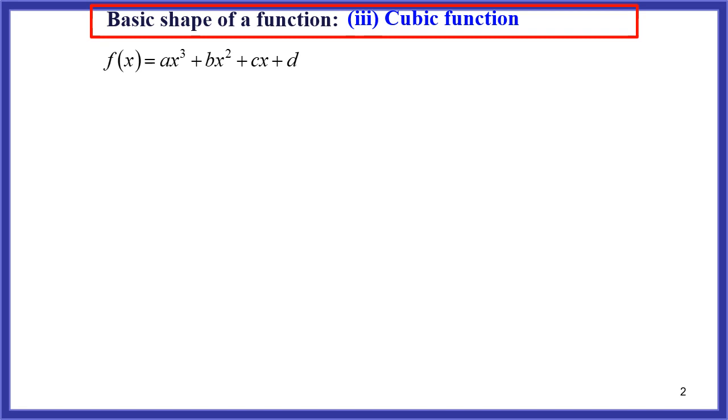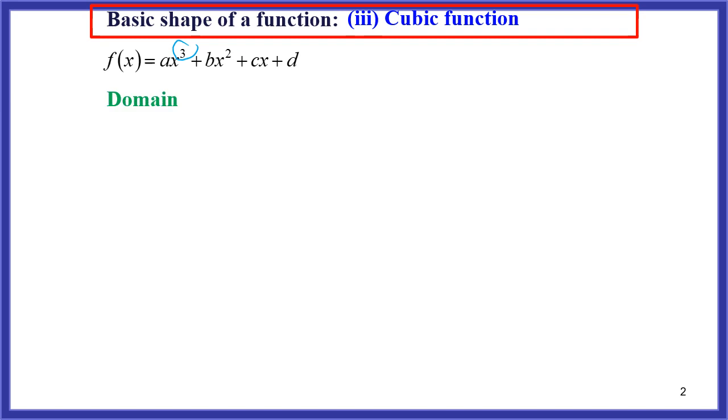Okay, so this is a cubic function where the general expression here is f(x) equal to ax cubed plus bx squared plus cx plus d. So the highest power for x here is power of 3, a cubic function.